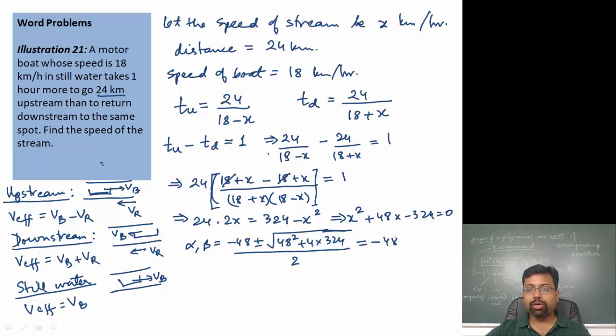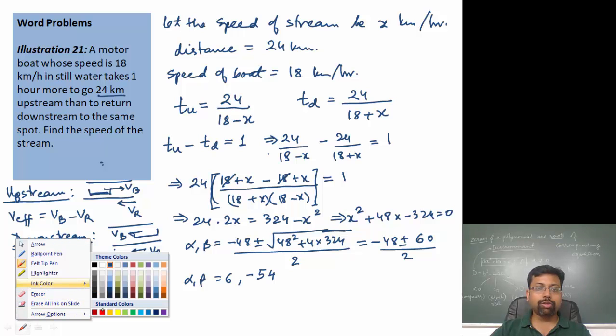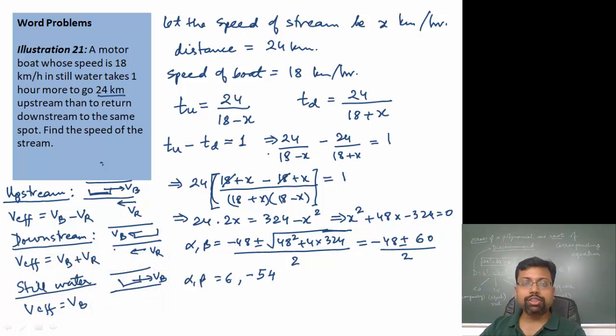When you simplify in the square root, you will be getting 3600, and the square root of 3600 is 60. So this is what you get. So now the alpha beta turn out to be 60 minus 48 is 12 by 2, that's 6, and minus 54. So again you have got two values, and when you get two values and you have altered the equation, you need to check whether these values are actually feasible or not.